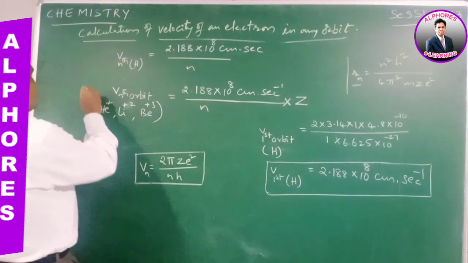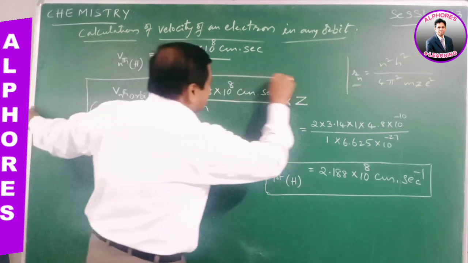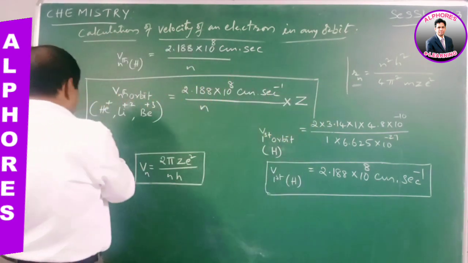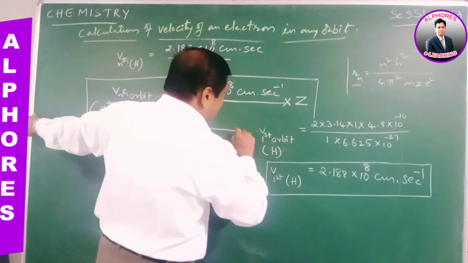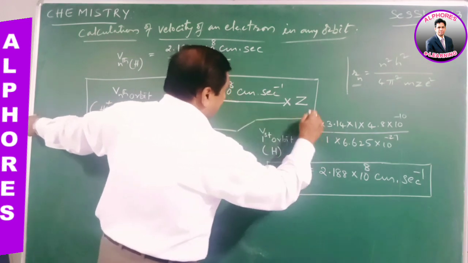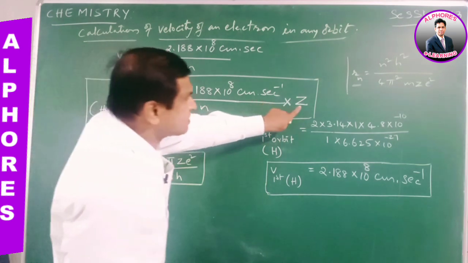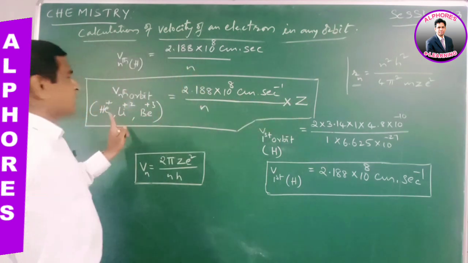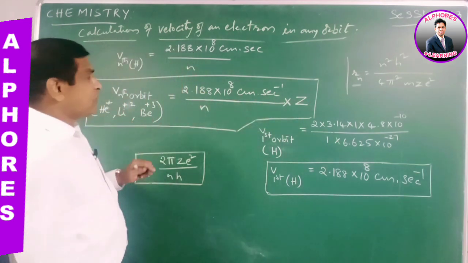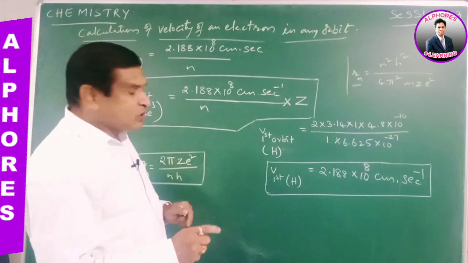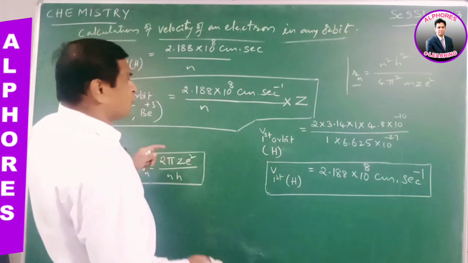This speaks about the velocity of the electron in any orbit of a species which contains one electron, multiplied by Z, that means the atomic number of that particular species. Suppose we calculate the velocity of the electron. Let us substitute the values in one example.